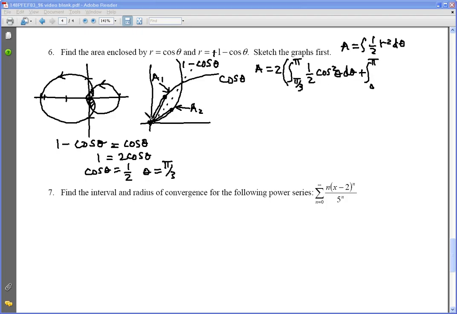Oh, vertical here. I'm looking at this. That's not pi. It's pi over 2. Sorry. Vertical tangent is angle pi over 2. And then this is 0 to pi over 3. And then we're doing 1/2. And then here our radius is 1 minus cosine theta. So this is going to be times 1 minus cosine theta, and that guy gets squared d theta. Okay, so that's our integral.